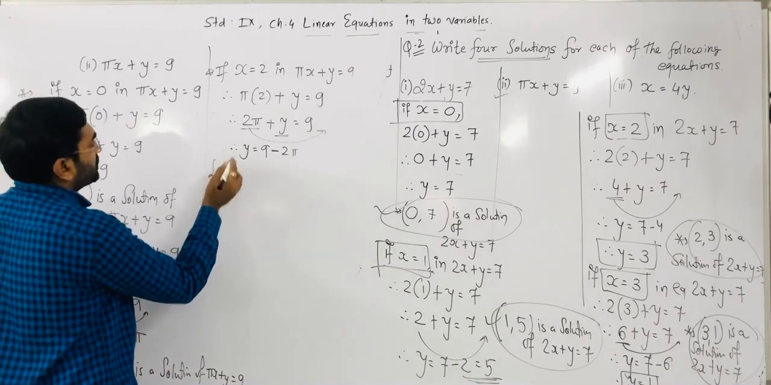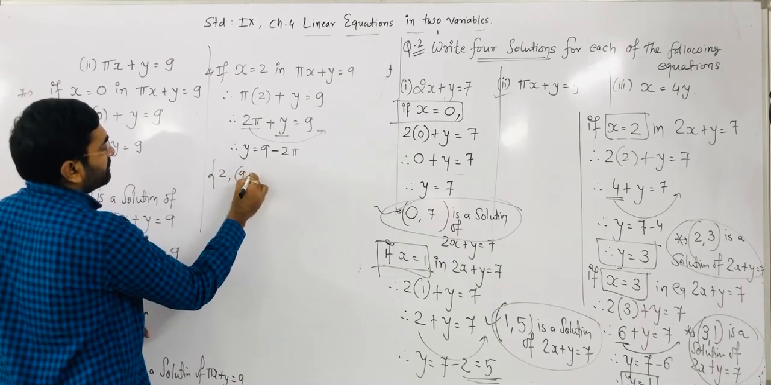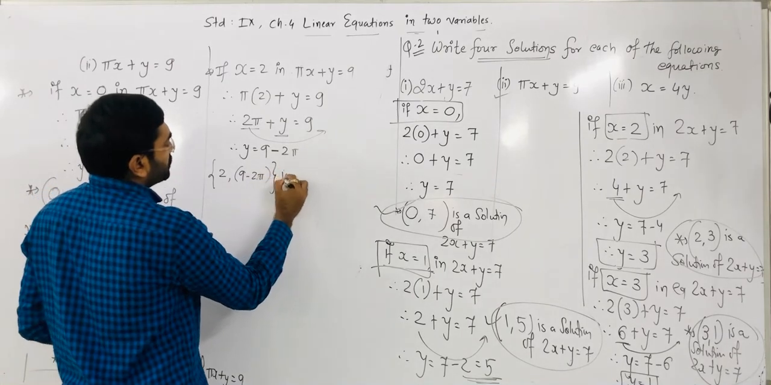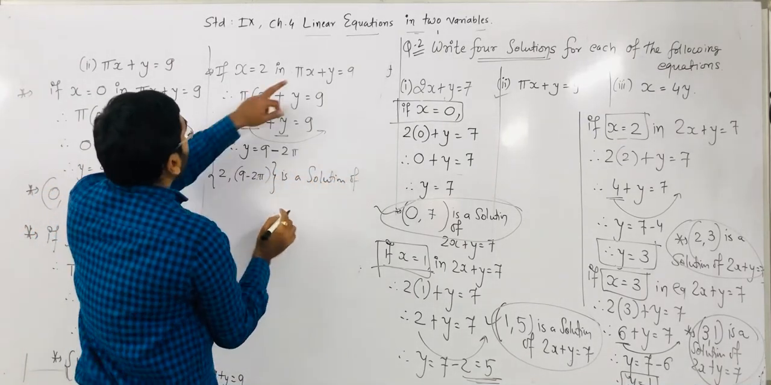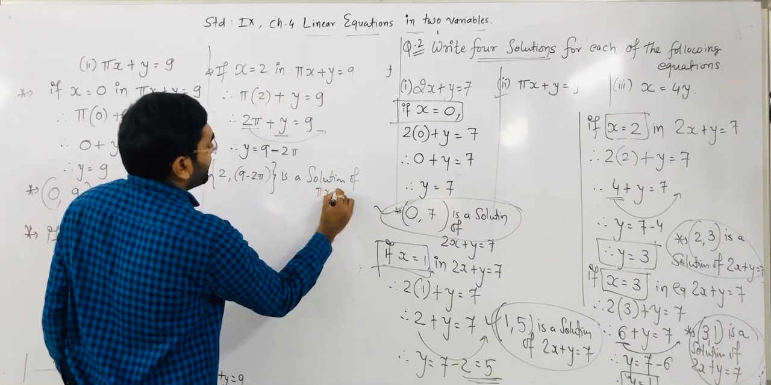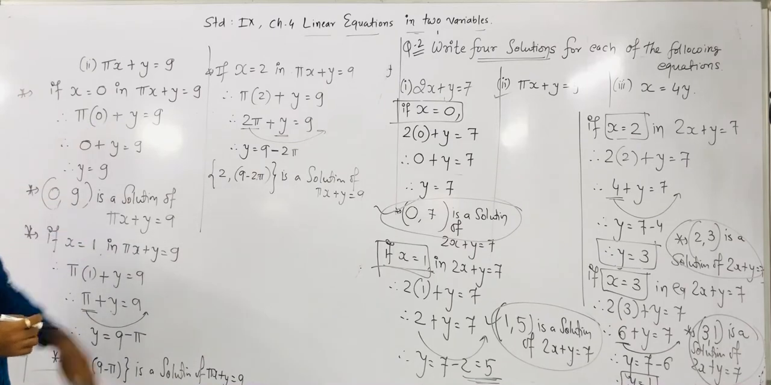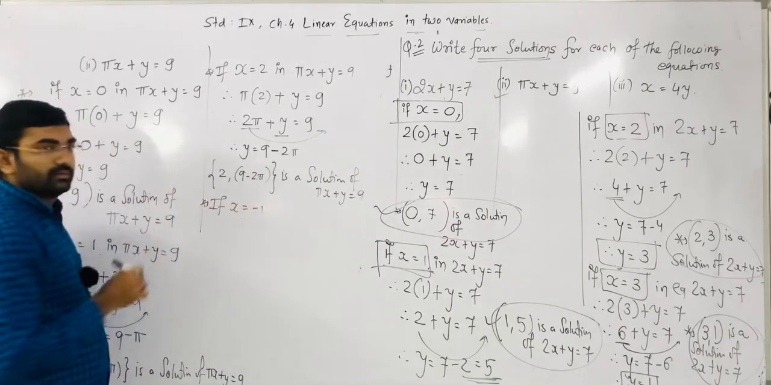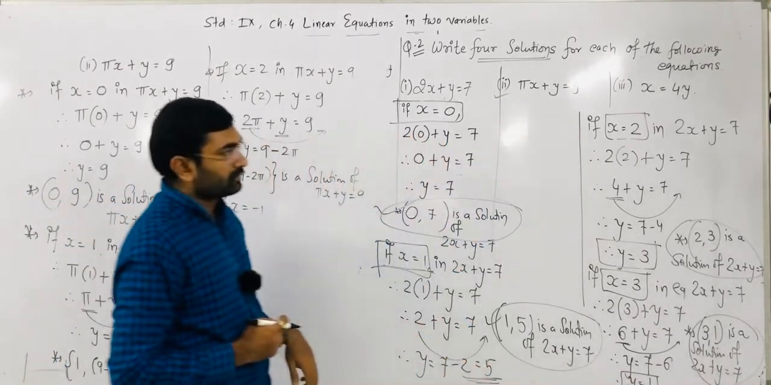So what is our solution? Whenever we take the x value as 2, then we get 9 minus 2 pi. This is the y value, right? Is a solution of the given equation pi x plus y is equal to 9. Okay. Now the fourth solution we have to find out. Suppose I take the x value as minus 1. Right? Here I take 0, 1, 2 and 3.